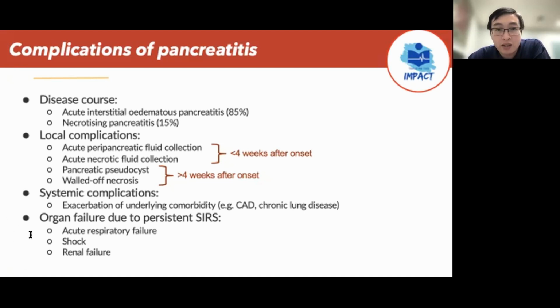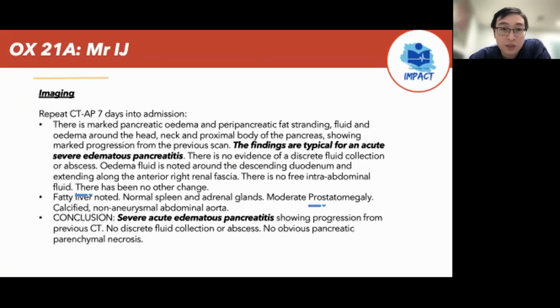And then in the literature, they distinguish systemic complications from organ failure. Organ failure is usually due to the SIRS response that you get as a result of the pancreatitis, so as a result of widespread activation of cytokines. Patients can go into acute respiratory failure, shock, or renal failure, and this is what kills the patients.